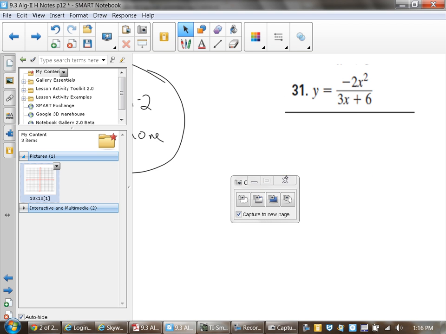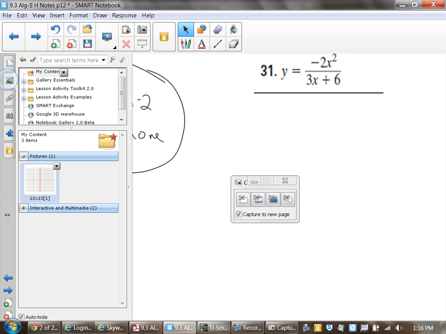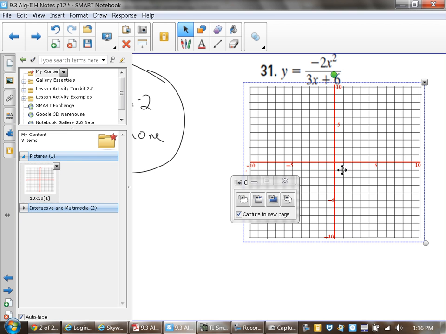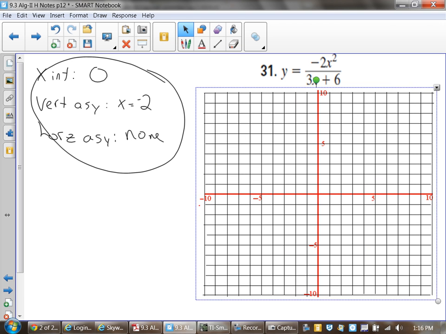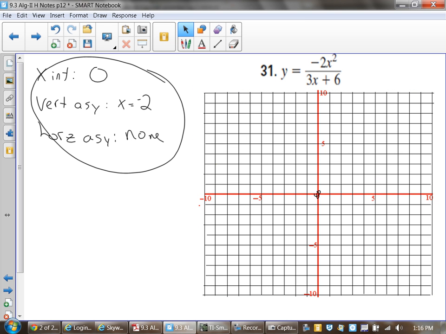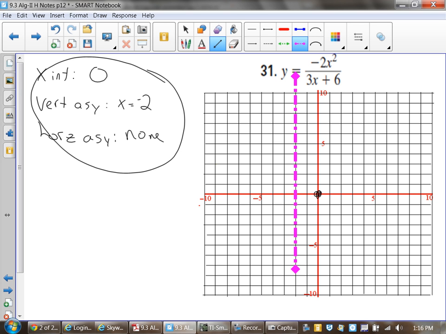X-intercept at 0, vertical asymptote at -2. Use the table function in your calculator, plot some points. Since it's just at the singular vertical asymptote, 2 on the left, 2 on the right. So you do like the one right next to the vertical.